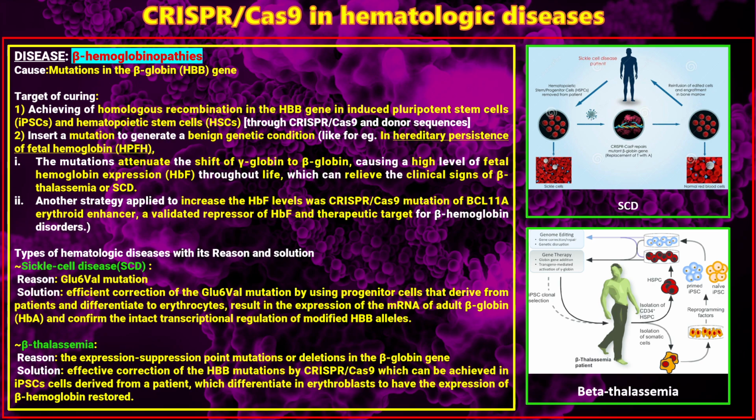And also making mutations in the BCL11A erythrocyte enhancer will be another method to increase fetal hemoglobin expression. In a similar way, the cause and solution of sickle cell disease and beta thalassemia are mentioned here specifically, where the mutation of sickle cell disease was the glutamine 6 valine mutation, and the mutations for beta thalassemia are some point mutations where expression, suppression or deletion type of point mutation had taken place.